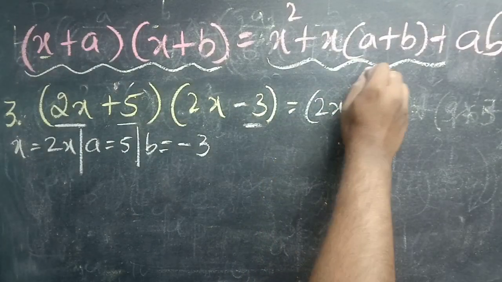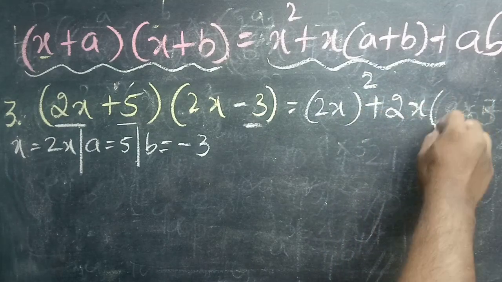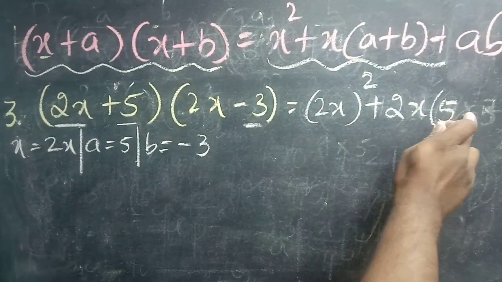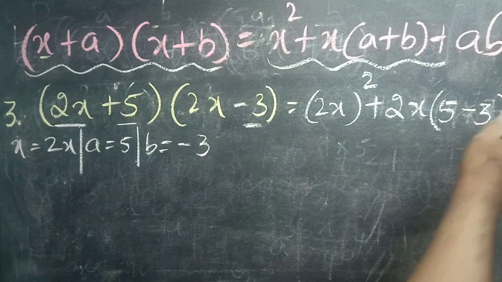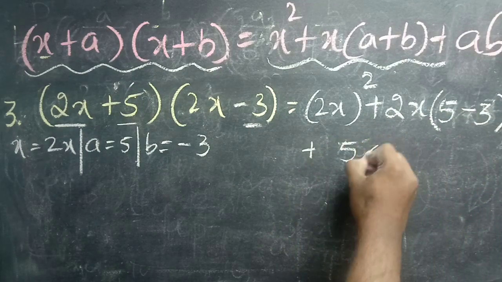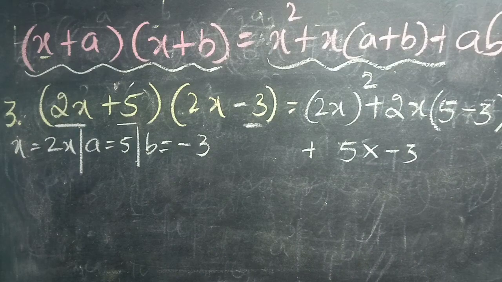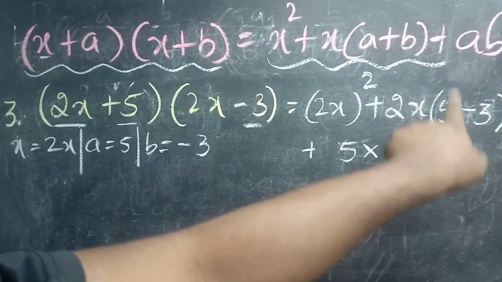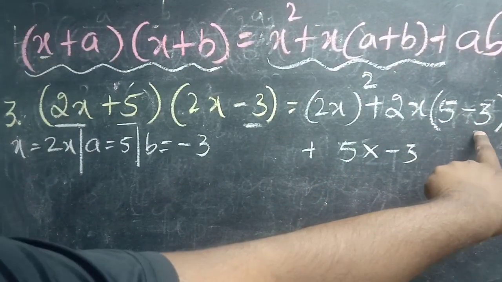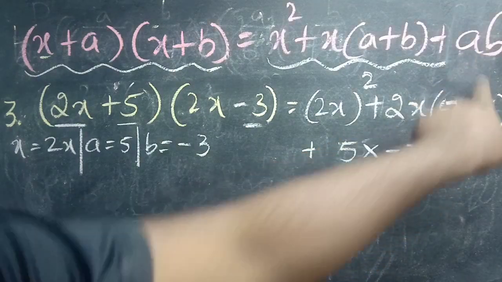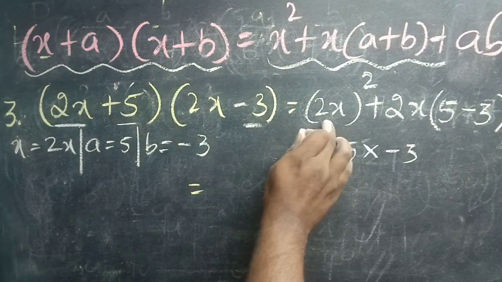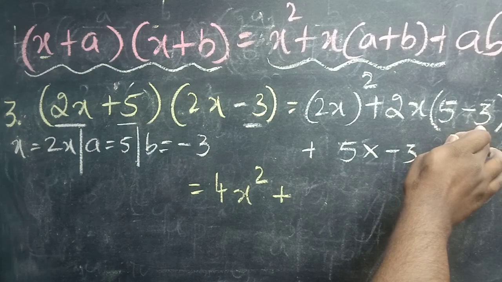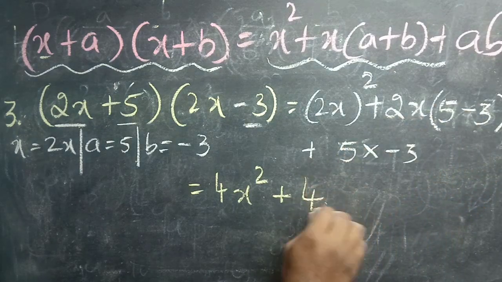I can write as 2x the whole square plus 2x times, what is a plus b? A plus b is 5 plus into minus is minus 3, plus 5 times minus 3. Let me repeat again. In the place of x replace 2x, in the place of a replace 5, in the place of b replace minus 3. Now what I get is 2x whole square is 2 square is 4x square, plus 5 minus 3 is 2. 2 times 2 is 4x.